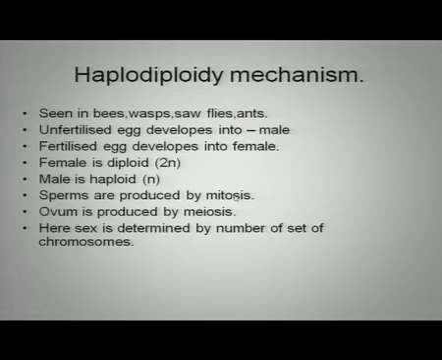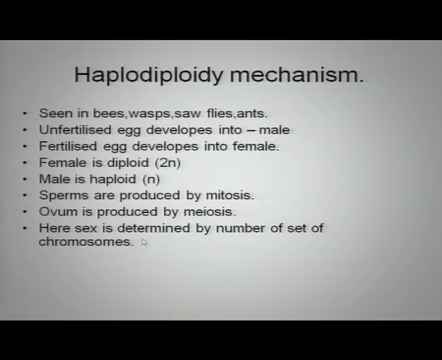Sperms are produced by mitosis only, because males are haploid. There is no chance of any reduction division. Whereas, since the female is diploid, the ovum is produced by meiosis, reduction division. So the gamete ovum will always be haploid. Here sex is determined by the number of sets of chromosomes. If it possesses only one set, then it will be a male individual, and if it possesses two sets of chromosomes, then it will be a diploid individual.